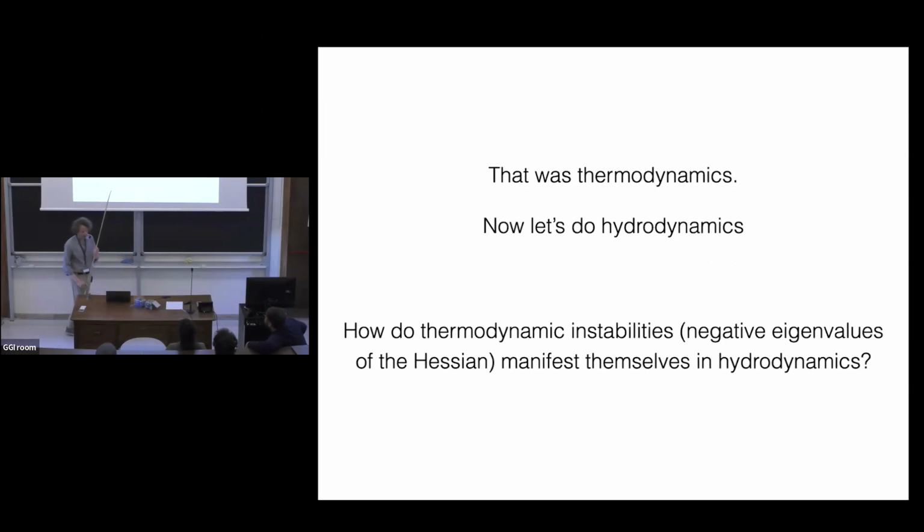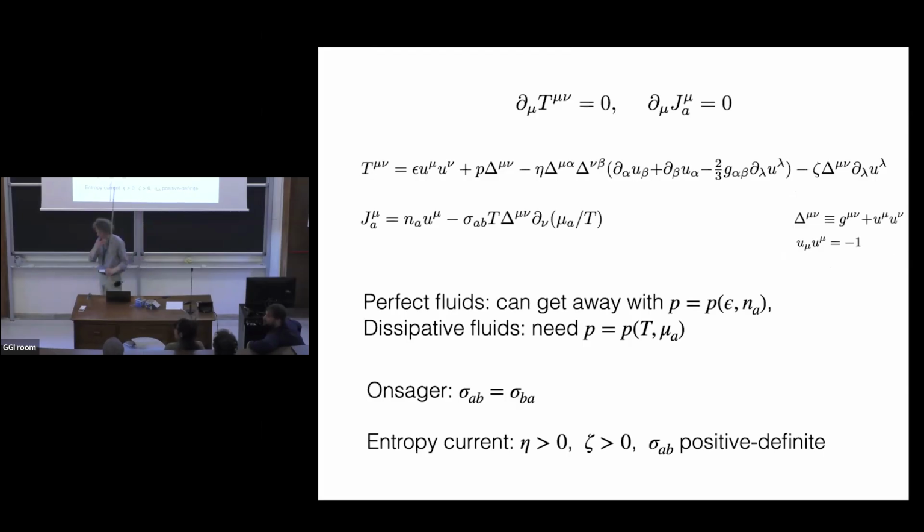So that was thermodynamics. So now let's do a little bit of hydrodynamics. The question I want to ask is, how do thermodynamic instabilities, meaning negative eigenvalues of the Hessian, manifest themselves in hydrodynamics? There was a little bit of discussion of that in Lorenzo's talk last week. So this is going to be put in very concrete formulas.